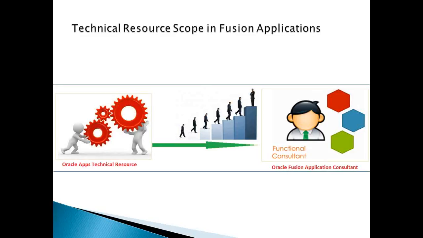Customizations here means, majorly, developing new functionalities. Anyway, in a SaaS model you can still develop reports. Since there is not much dependency on technical resources in Fusion projects, companies are taking only functional resources. Even for reporting, they have given BI reporting in the Fusion applications, which is very friendly and very powerful.